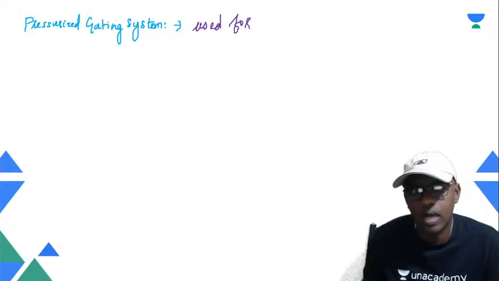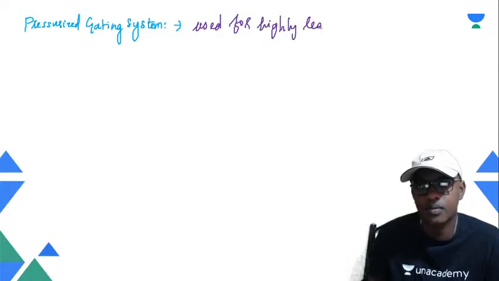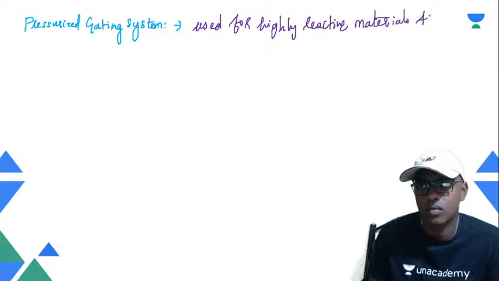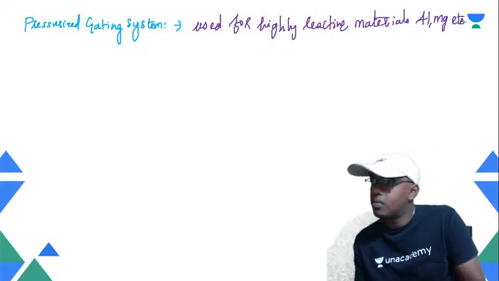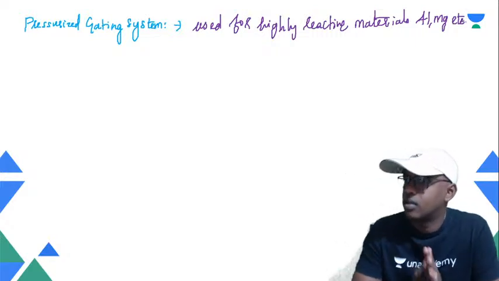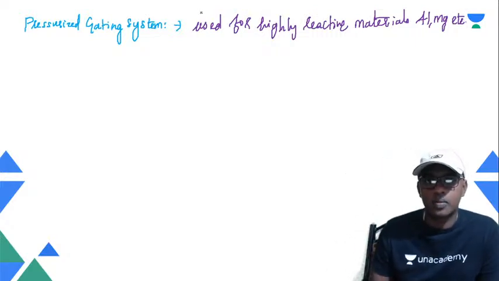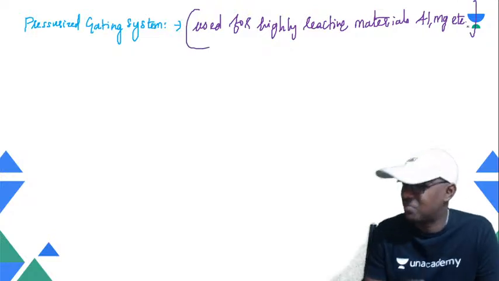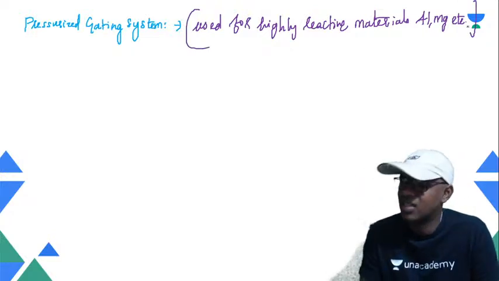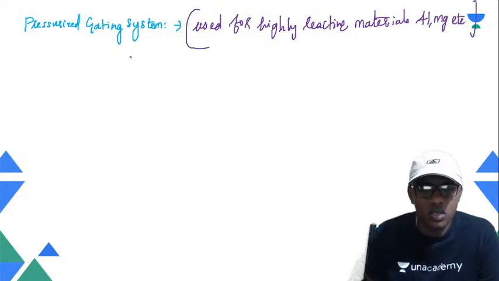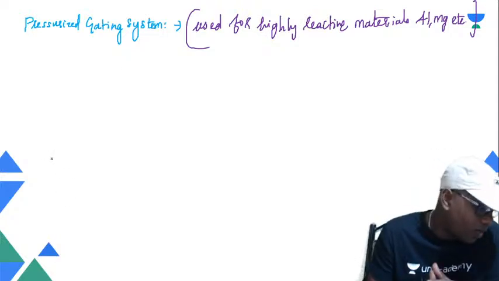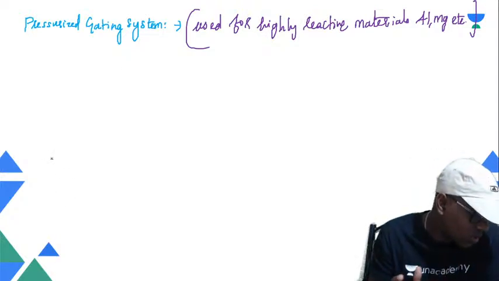So it is used for highly reactive materials, like aluminium, magnesium, etc. This is especially used. Sir, very simple: the top of the pouring basin is closed. That's what I have to say.